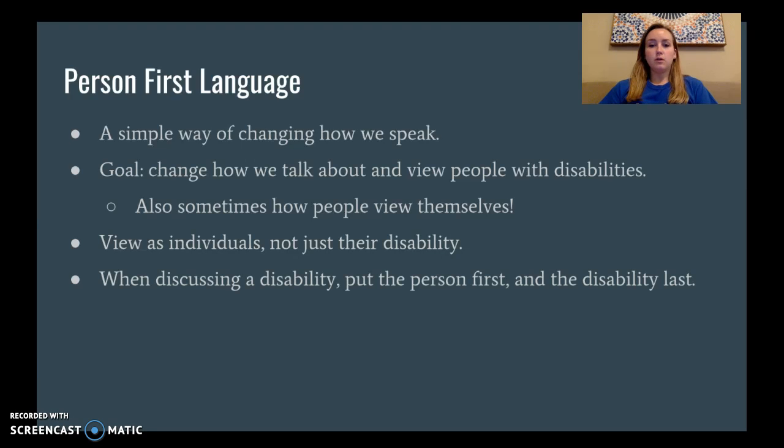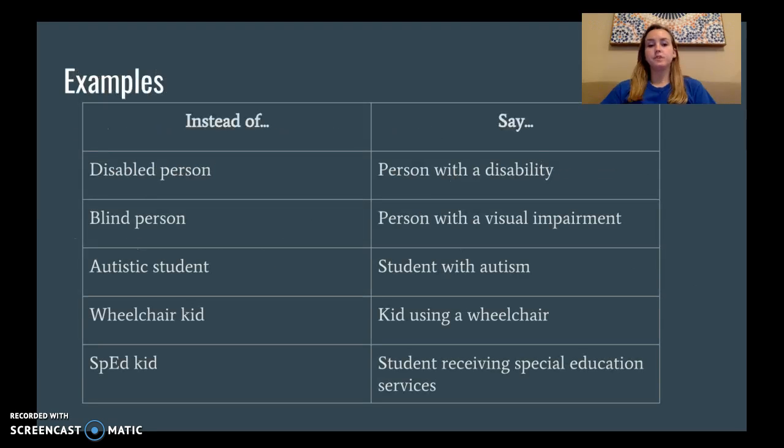So it's really simple. All you're going to do is whenever you're discussing a person who has a disability, you're going to put the person, like a person word, so person, student, kid, something that describes a person first and the disability last. So I've included some examples here. This is really very simple, like I said. So instead of saying a disabled person, you just say a person with a disability. It's, again, really pretty simple. You're just putting the person first and then the disability after that.